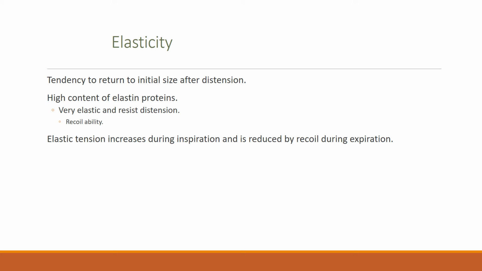So with elasticity, this is the tendency to return to its initial size after distension. And because the lungs are stuck to the thoracic wall, they are always under elastic tension. They have a high content of elastin fibers, and that's what makes them very elastic and resistant to distension, and so they have a high recoil ability. So tension will increase during inspiration and will be reduced by elastic recoil during expiration.